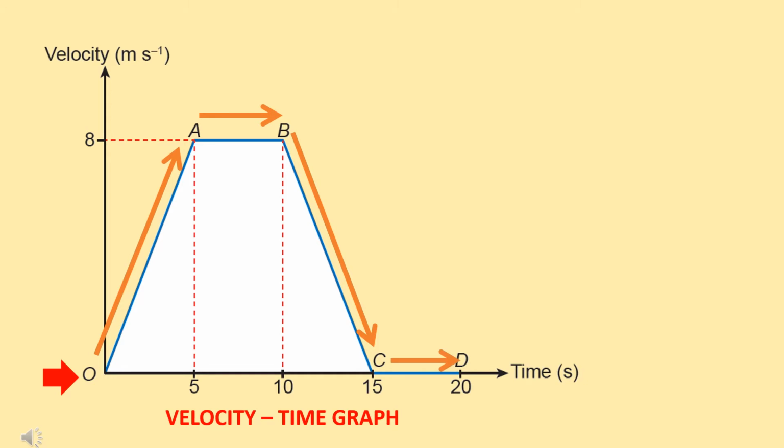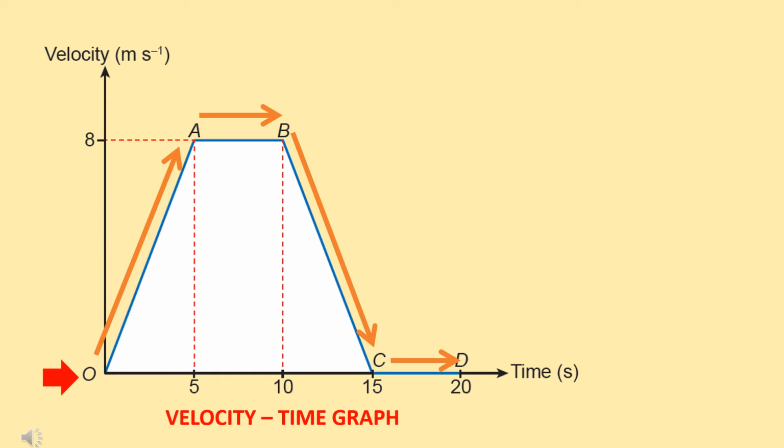Lastly, at CD, the gradient is once again 0. The velocity of the motorcycle is 0. The motorcycle does not move and the acceleration is 0. What else can we determine from a velocity-time graph?